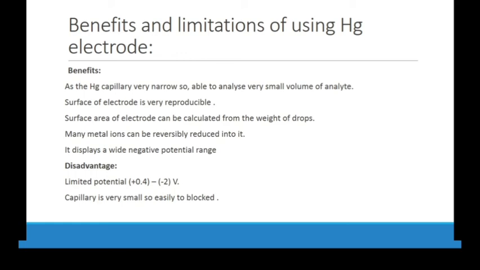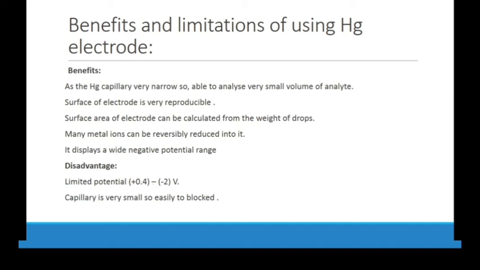So what is the potential? Plus 0.4 to minus 2. It is not minus, you can say it is plus 0.42. This minus is not a minus, it is 2 minus 2. So this is the range of negative potential.